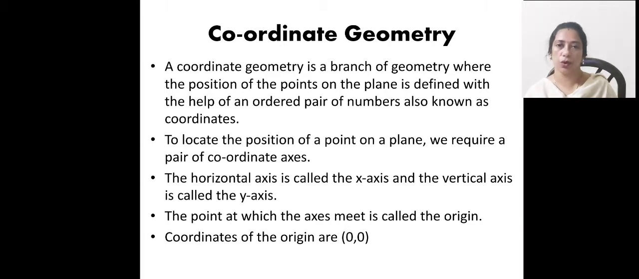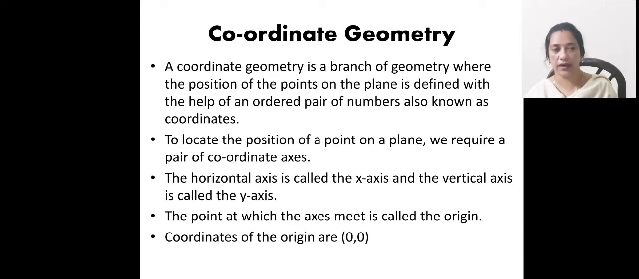Mathematics, that is coordinate geometry. What is coordinate geometry? It is that branch of geometry where the position of the points on the plane is defined with the help of an ordered pair of numbers, also known as coordinates. In order to locate the position of a point on a plane, we require a pair of axes, coordinate axes.